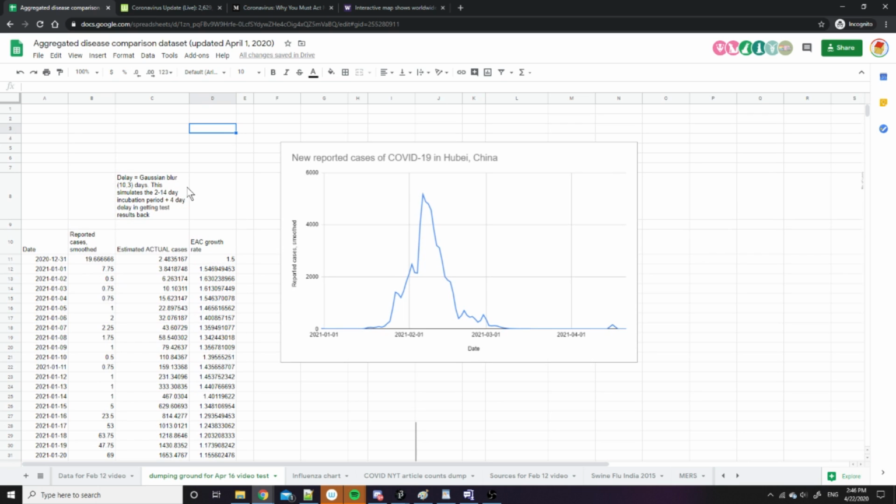Now as a disclaimer, I'm not an epidemiologist, so a lot of the methods I'm using might be complete bogus, but I thought it's just a cool thought experiment, so I'm not going to be super rigorous with everything.